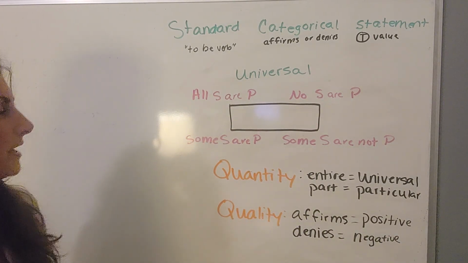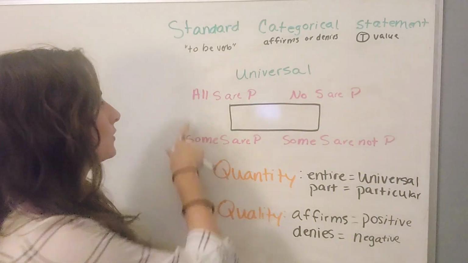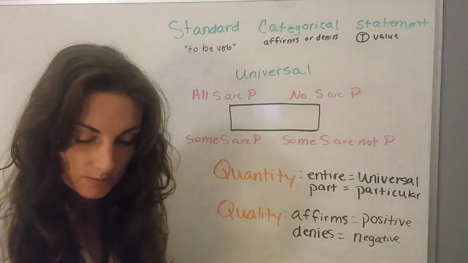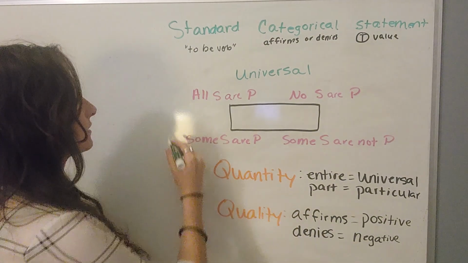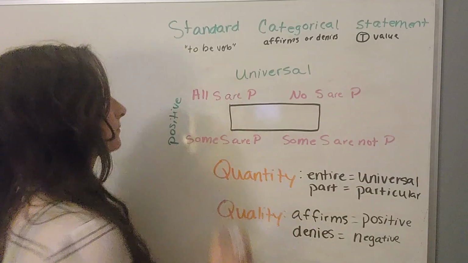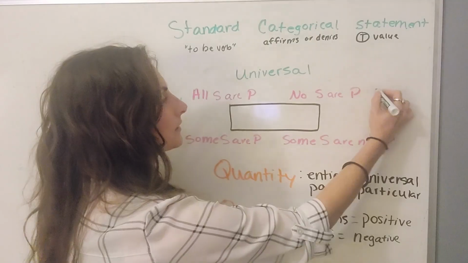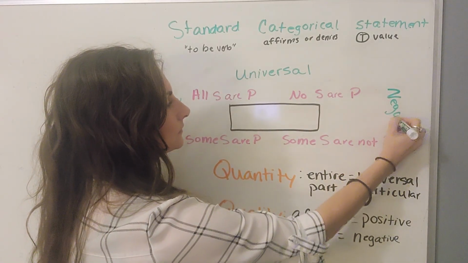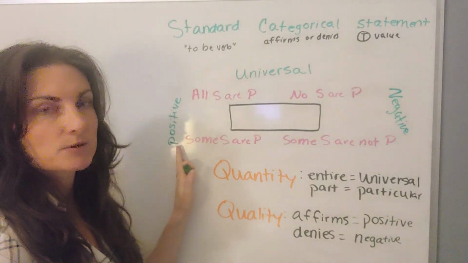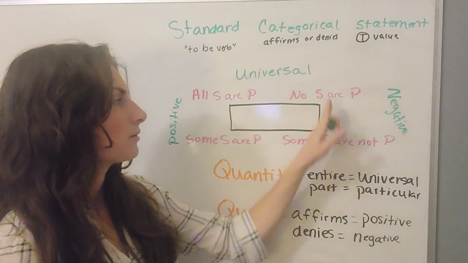So looking at our statements up here, the ones that affirm something about the subject would be All S are P and Some S are P. So this one is going to be positive. No S are P and Some S are not P is negative. It denies something about the subject. So this affirms something about the subject, it's positive. These deny something about the subject, so it is negative.